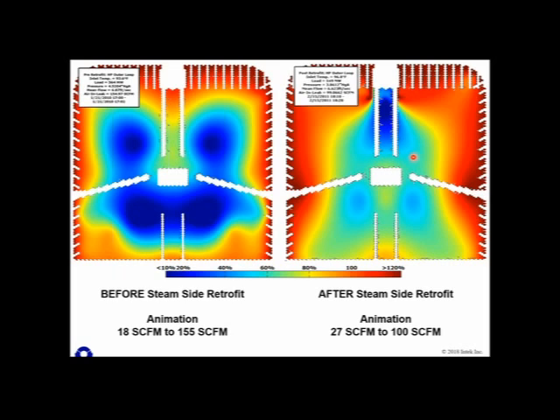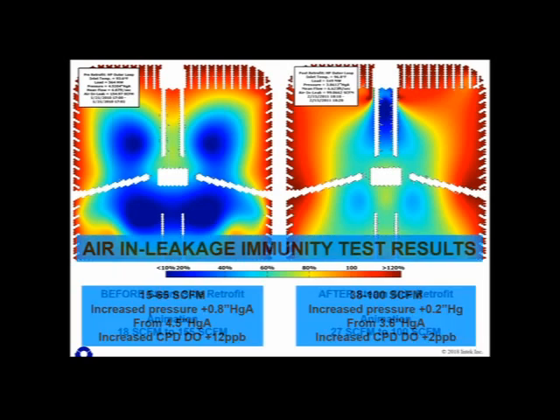Okay, so by implementing a retrofit, not only have we reduced the air binding by better managing the steam flow, the airflow, but now this unit is much more immune to air in leakage, much more immune. So let's take a look at some of those results. So for a 15 to 65 SCFM pre-retrofit, the pressure in the condenser increased 0.8 of an inch, 0.8.